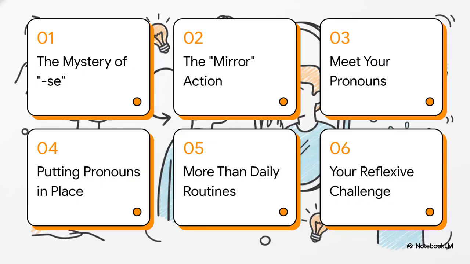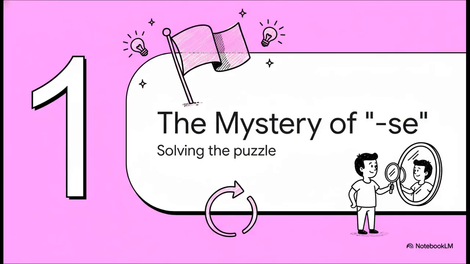same person. So here's our game plan. We'll start with the mystery of that "se". Then we'll get this core mirror idea down. After that, you'll meet the pronouns, figure out where to put them, and then we'll explore some really cool uses that go way beyond the basics. And at the end, I've got a little challenge for you. So let's jump in.